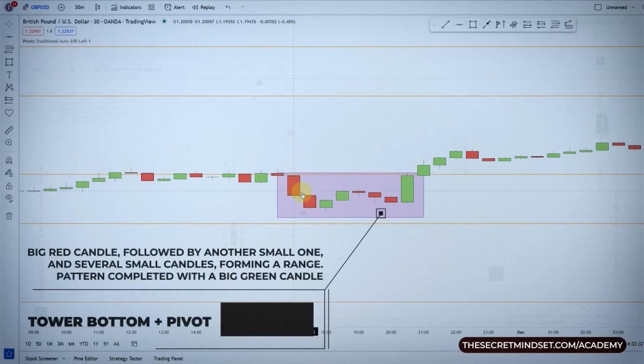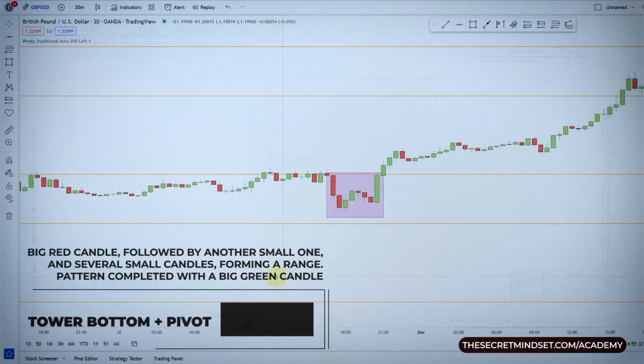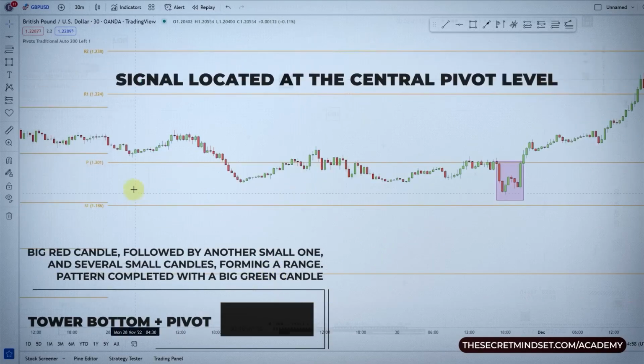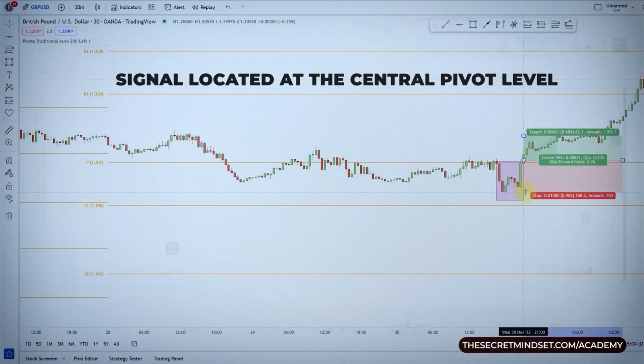Here we have a big red candle, followed by another small one, and several candles forming a range. But if we merge the two red candles, we get a big red one, which is the first condition in our pattern. The range is obvious, and then we have the big green candle, showing the upward momentum. The signal is located at the central pivot level for the day. Place the stop loss below the green candle.